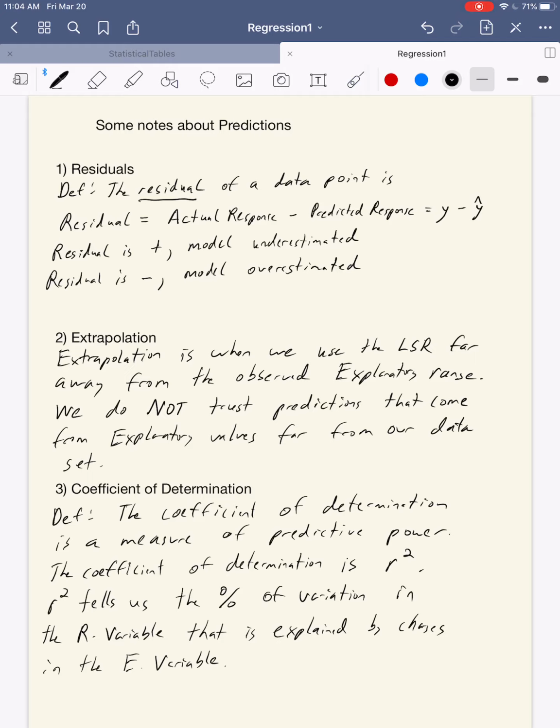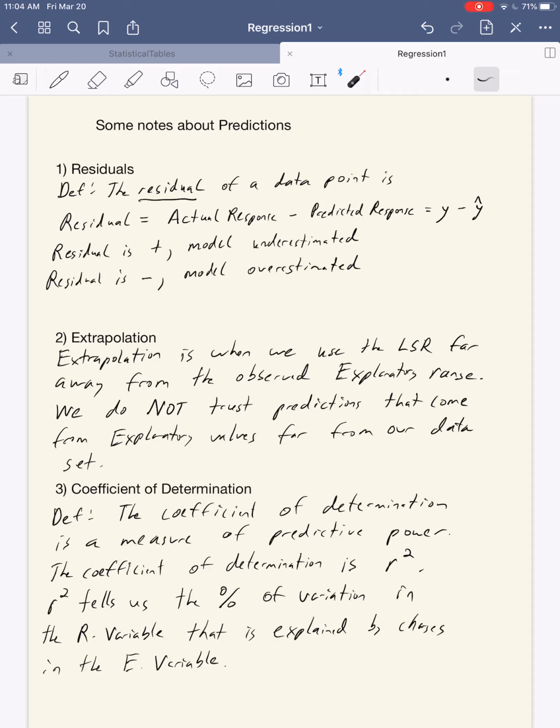So you can imagine that the higher the R squared value is, the more powerful our LSR is at making predictions. So we really want nice high R squared values to make sure that we're comfortable making predictions with our LSR. All right, so these are three things just to keep in the back of your head when we're talking about predictions.